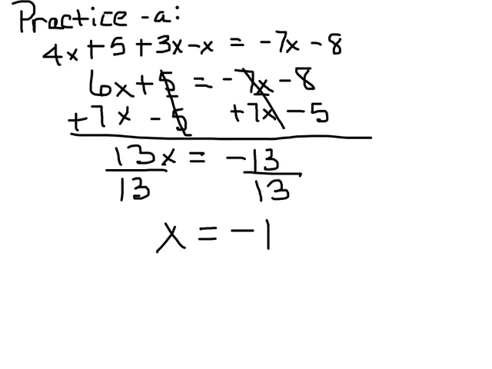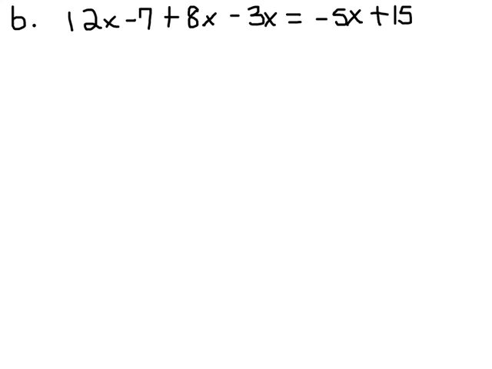Alright, one more and we're done. Here we have 12x, and 8x, and negative 3x that can be combined. So 12 plus 8 is 20, minus 3 is 17x, minus 7 equals negative 5x plus 15.